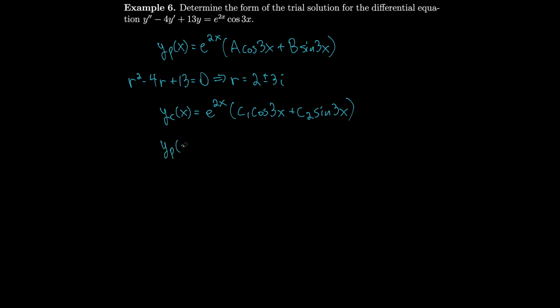We'll take yp of x to equal x times this thing. So we'll take it to be x e to the 2x times a cosine 3x plus b sine 3x, and we will disregard our initial assumption for what the particular solution should be. So you always have to be careful to check your complementary solution and adjust your particular solution, your trial solution, as needed.